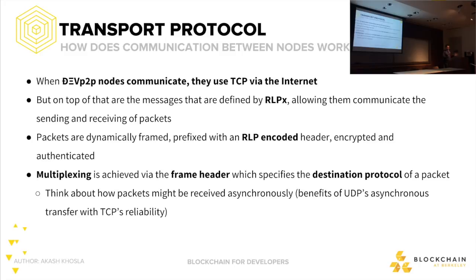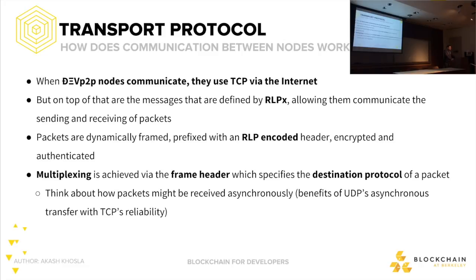On top of that, we have something called RLPx, and that allows the sending and receiving of packets. Packets are dynamically framed. They use something called RLP encoding, and they're encrypted and authenticated. Multiplexing occurs because we have the frame header, which specifies the destination protocol of the packet. So you may want to think about how packets can be received asynchronously via multiplexing. You can think about it as combining the asynchronous aspect of UDP with the reliability of TCP.